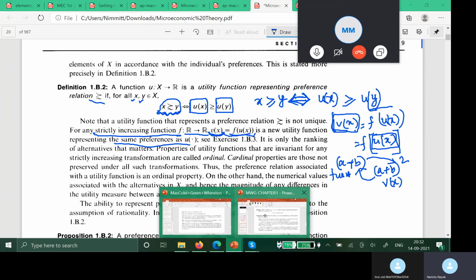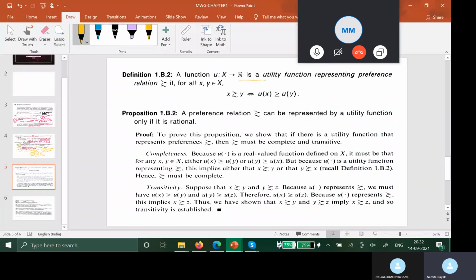Let's see this definition again. We studied that a utility function represents the preference relation if, for all x, y elements of capital X, x is at least as good as y if and only if the utility of x is greater than or equal to the utility of y. So when we say x is as good as y, it can be better than y, but x cannot be less than y.